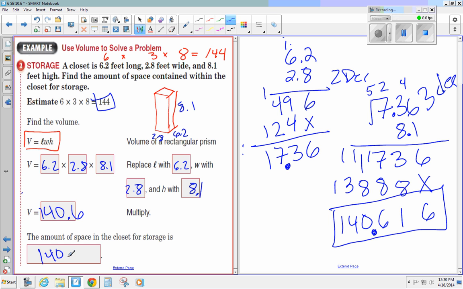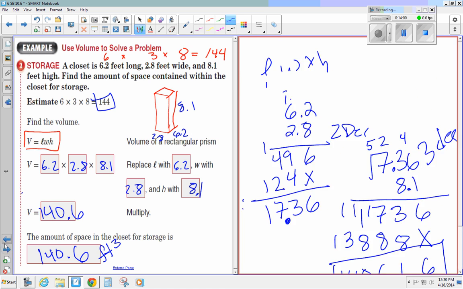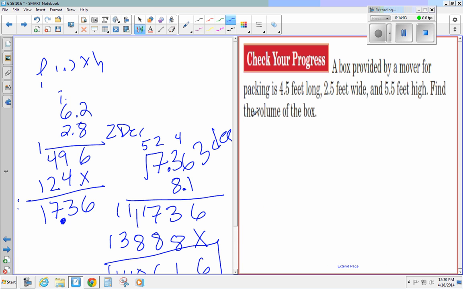So the amount of space, 140.6 cubic feet. That's how this works, and I'm sorry for all the little mistakes. All right, so we're almost done. We have a box. And the box provided by a mover for packing. There we go. There's your box.